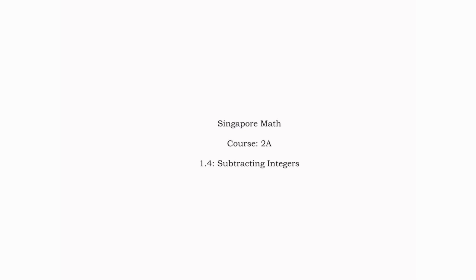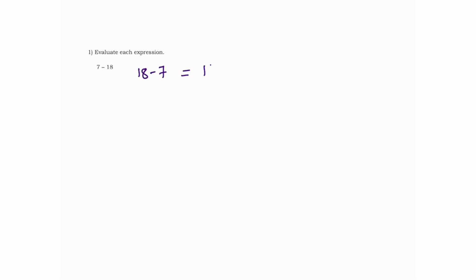So let's begin. Here we have evaluate each expression. So it says 7 minus 18. How do we solve this? So you do the reverse process. You don't do 7 minus 18. You do 18 minus 7, which is equal to 11. And because our bigger number, the greater number is 18, which is with a minus sign, we will put a minus sign here. And that's how we solve this.